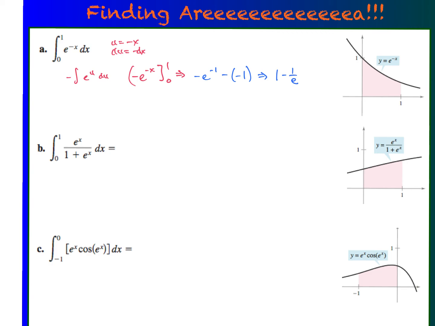All right, let's look at part B. So now I have the integral from 0 to 1 of e to the x over 1 plus e to the x. All right, so what could we make our u? 1 plus e to the x, exactly. All right, so what would be my du? E to the x dx. Did that cover? Perfectly? Yes, that covered actually perfectly.